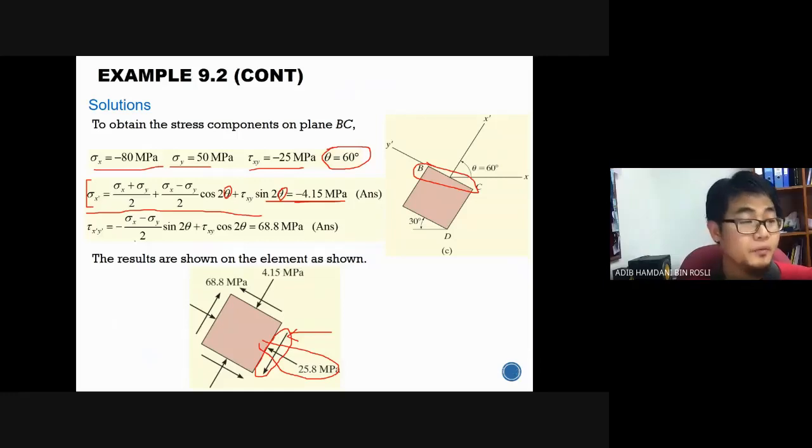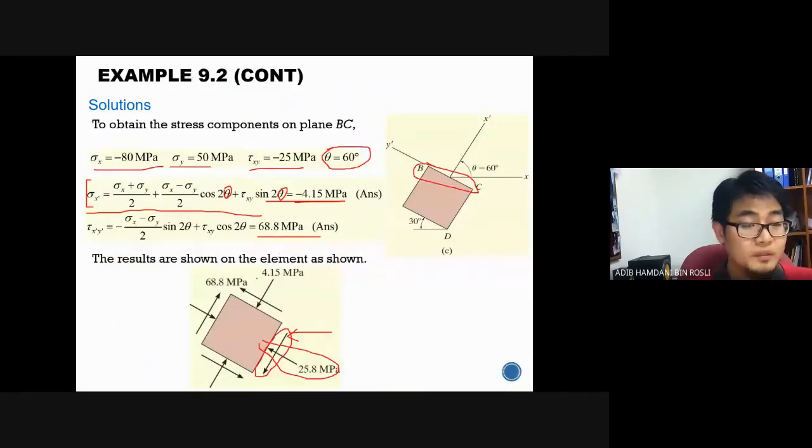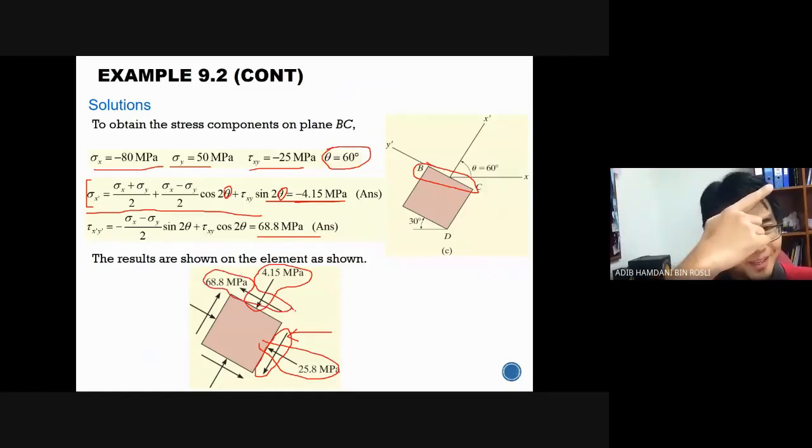And then for your tau x prime y prime, which is on this surface, CB, you will have your value as positive 68.8. This one is negative, this one is positive. So what happened is, on this surface, you will have compression of 4.15, this one, and the shear stress of 68.8 megapascal, which is this one, going up. So now it is correct.